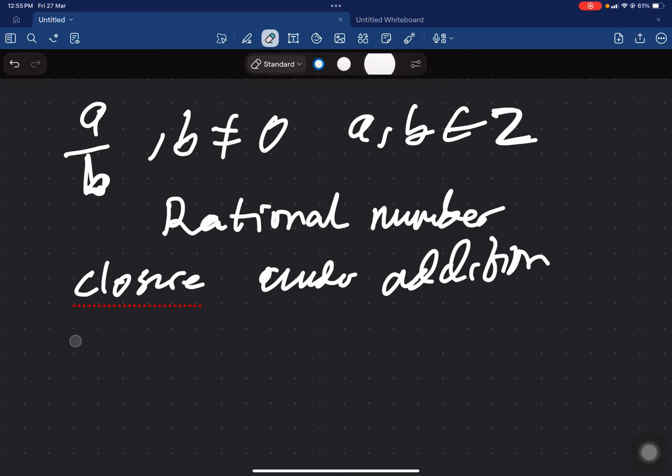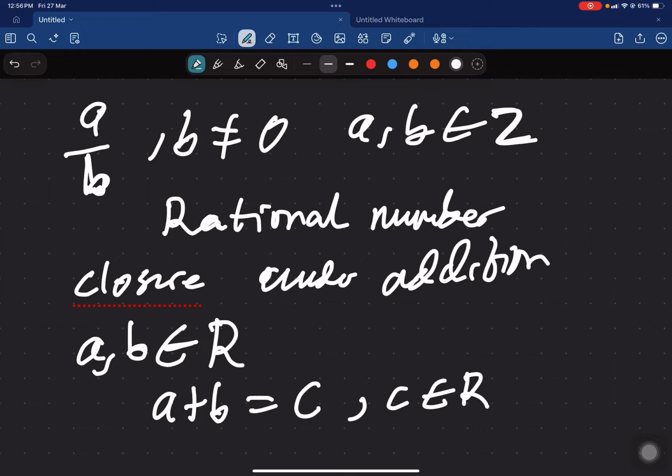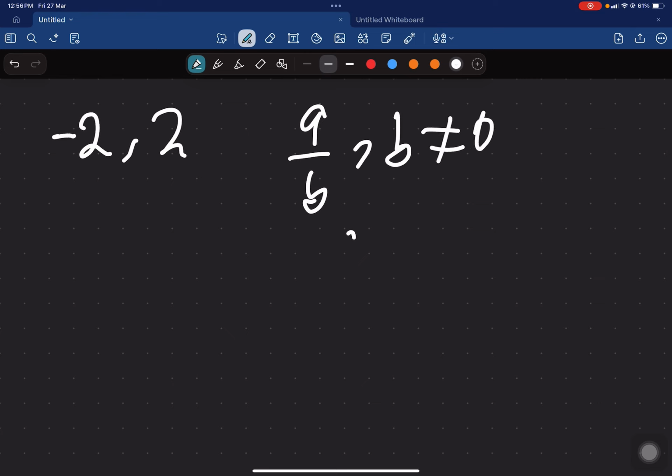So for a, b belonging to the set of rational numbers, a plus b should give us c, where c is also a rational number. Now rational numbers can be negative as well. So one common question is, for example, -2 and 2. These two are also rational numbers because they can be represented in the form a over b, where b is not equal to 0 and a and b are integers.